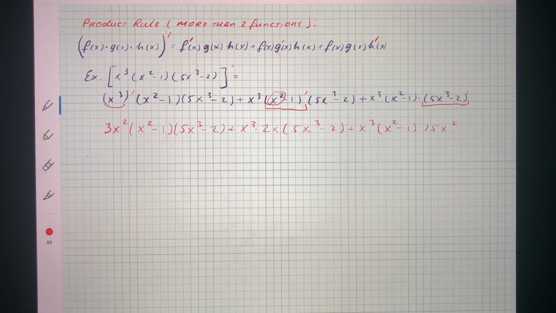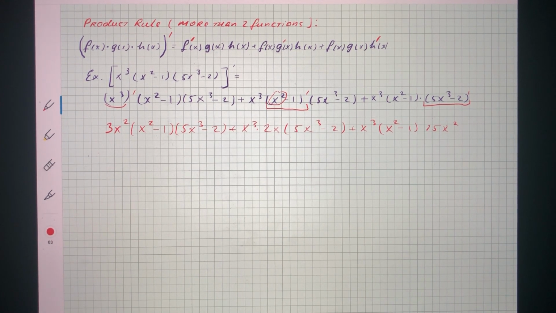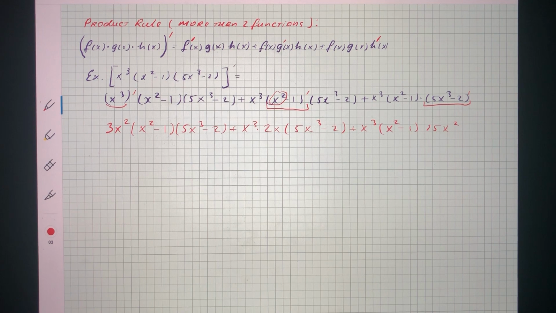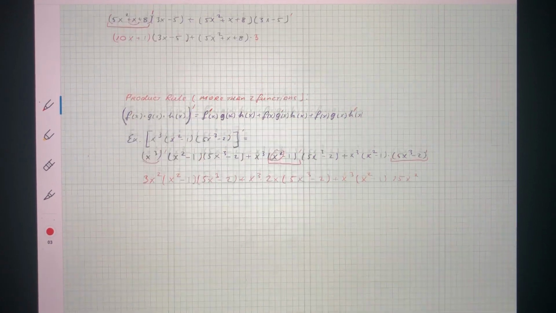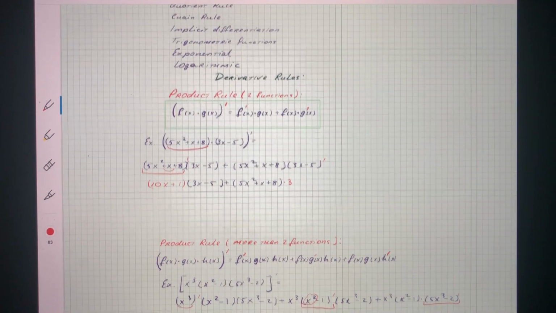At this point, if we wanted to simplify, we could multiply it out and clean it up, but that's not necessary for this example. And that's it for the product rule. This rule works for any number of functions when they're multiplied.